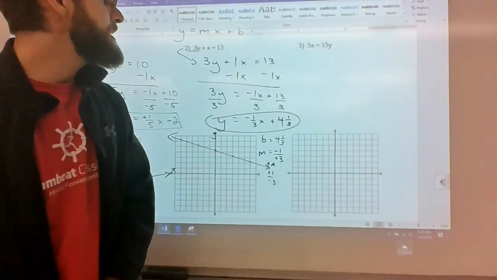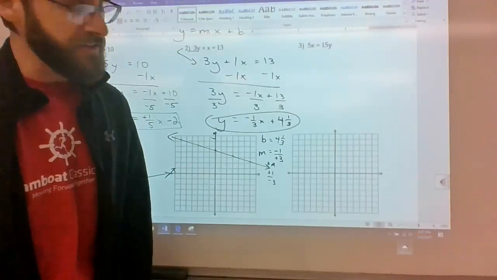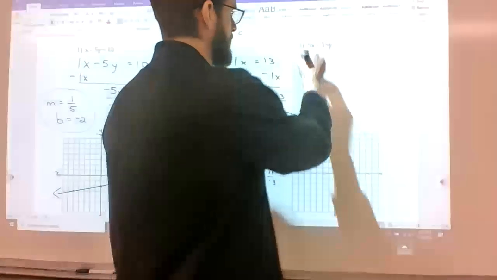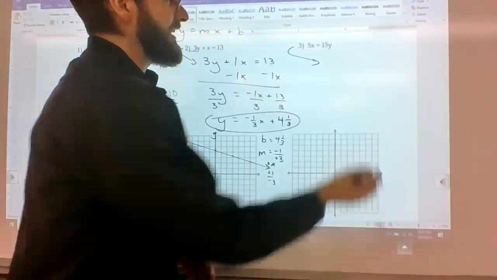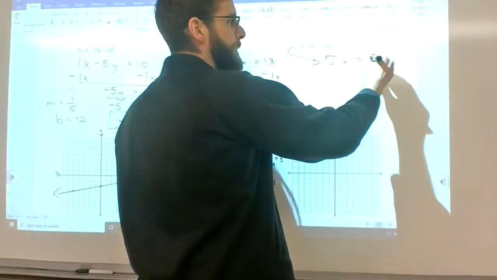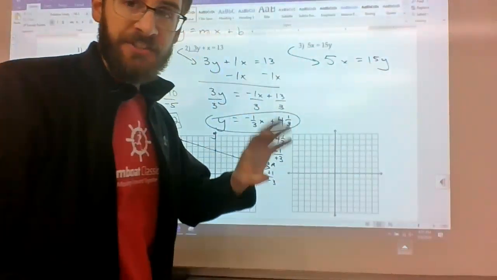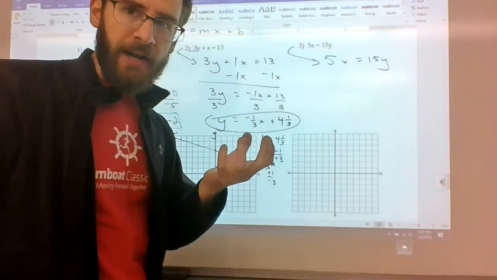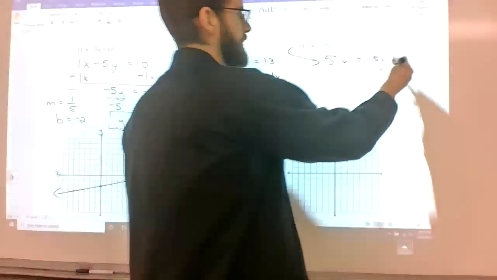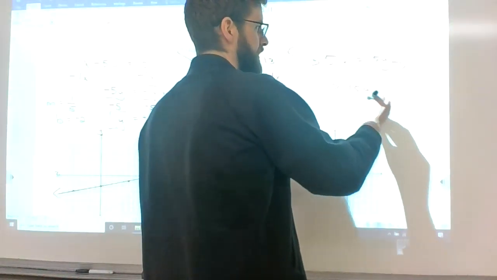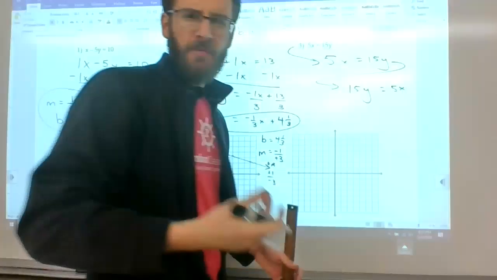So, all right, we're rolling through this thing. Number 3. I got 5x equals 15y, but my first move is actually going to be using the symmetric property to rewrite it so that y is instantly on the left. It just kind of makes sense to me.